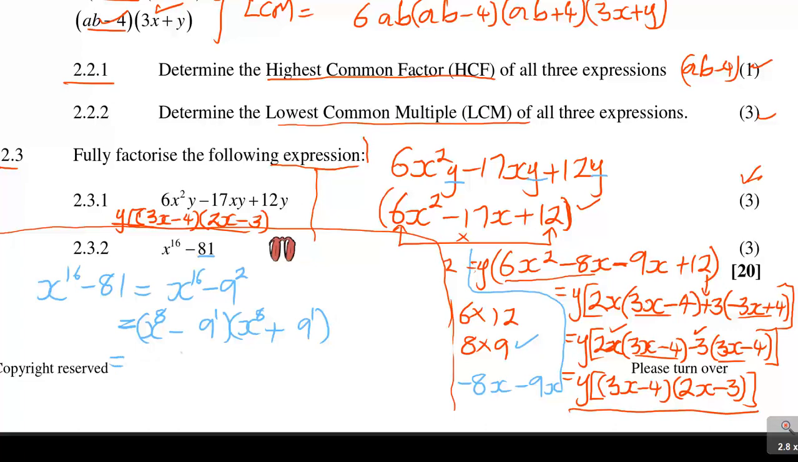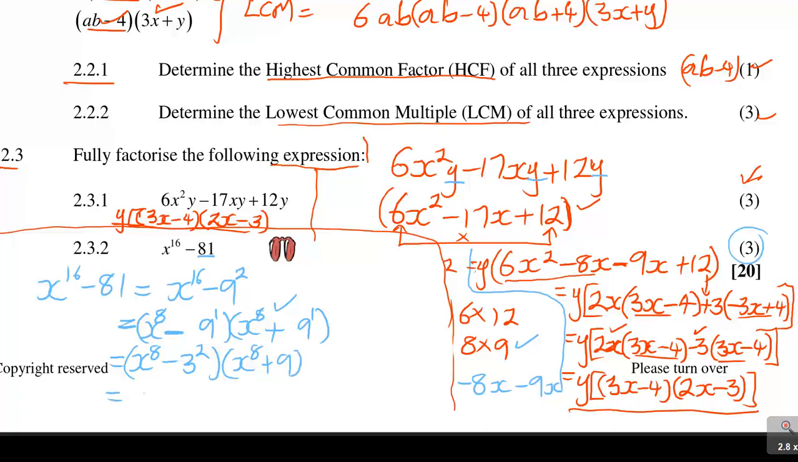Now, if you know your difference of two squares, you will realize that x to the power 8 minus 9 is not complete. So always focus on the one that is negative. The positive one is done, but the negative one is not complete. Hence they say 3 marks. So what you do, you remind yourself that this is same as x to the power 8 minus 3 squared, and then x to the power of 8 plus 9.